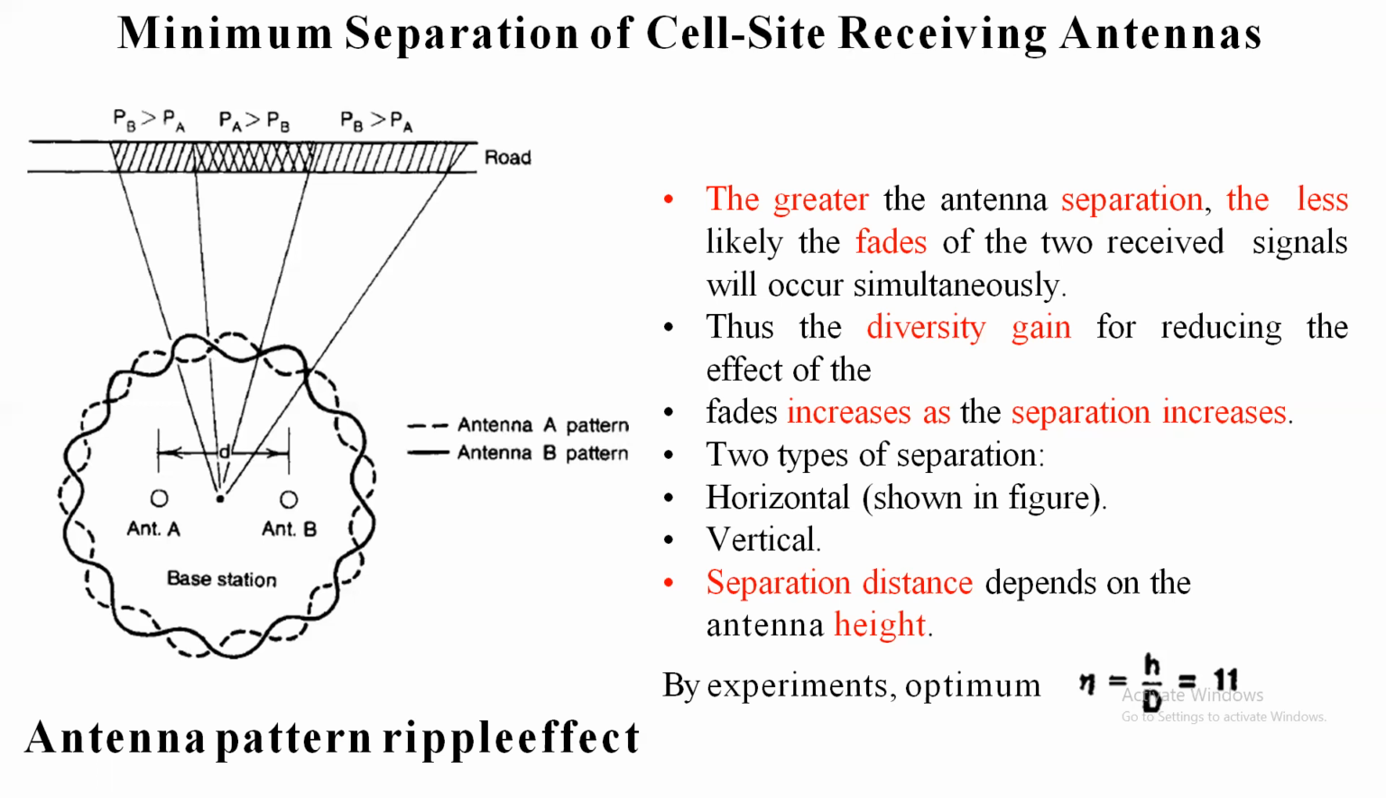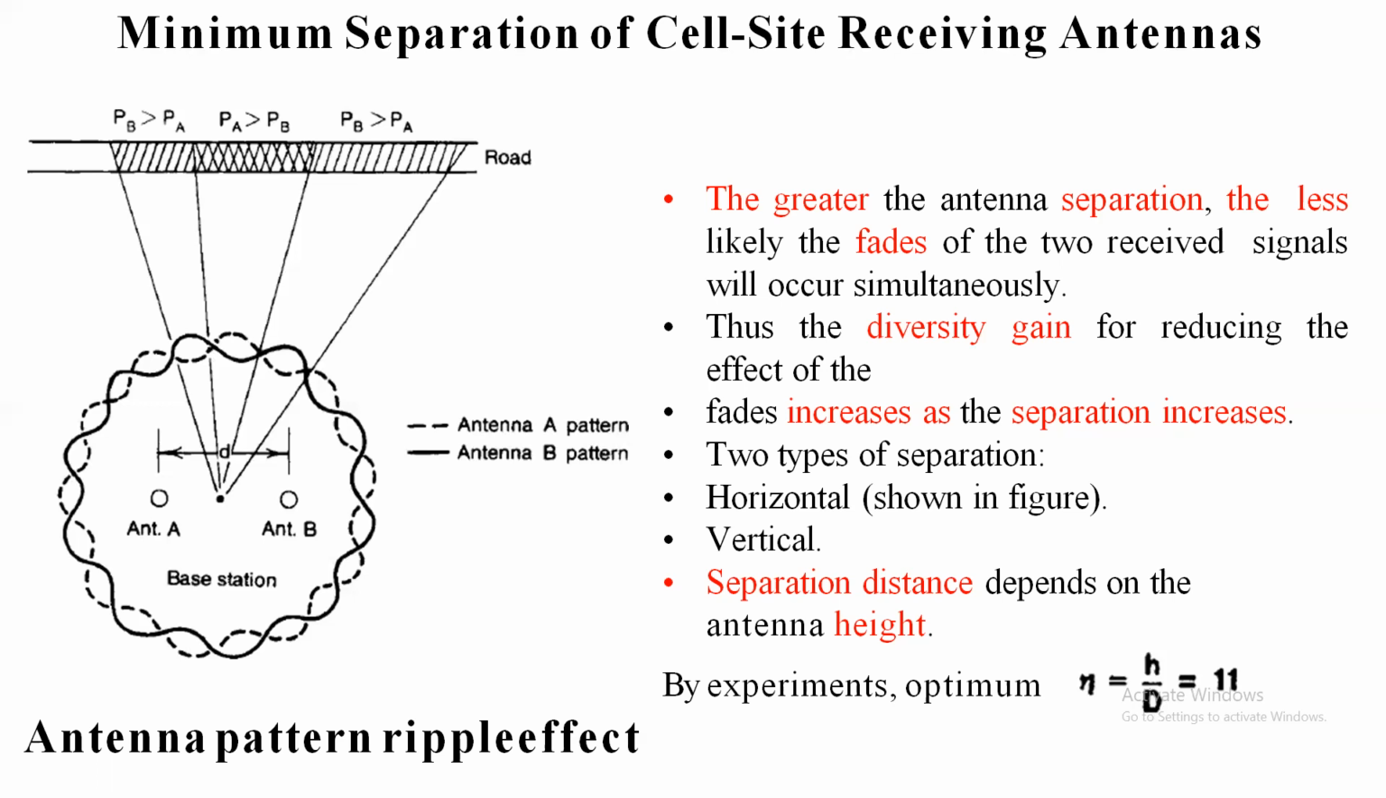There are two types of separations. One is horizontal separation and the other one is vertical separation. Here the two patterns are indicated. The dotted line is antenna A and the thick line indicates the antenna B pattern. The power differences are indicated from the base station, right?